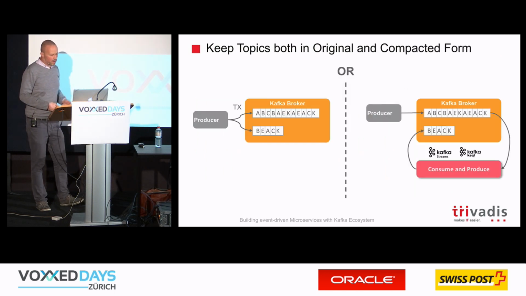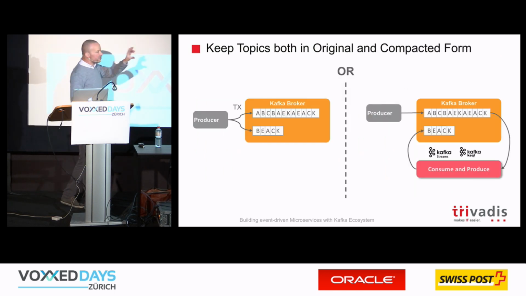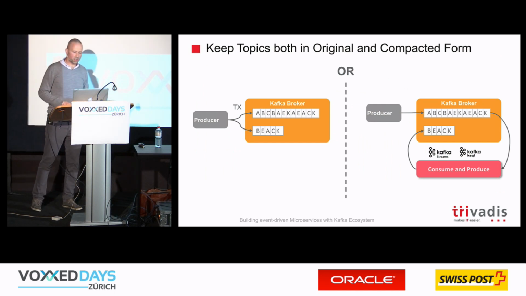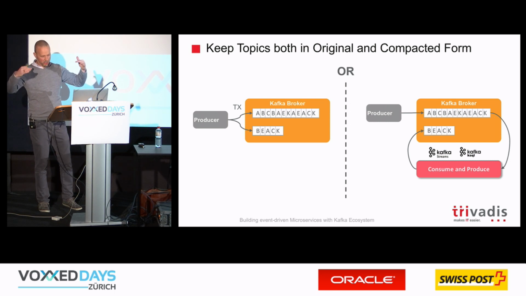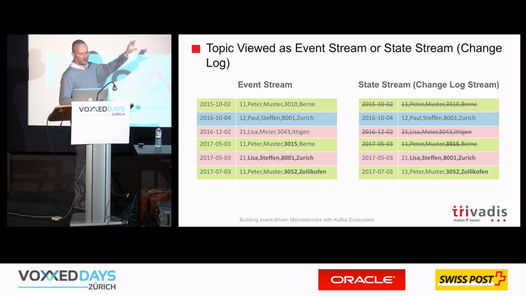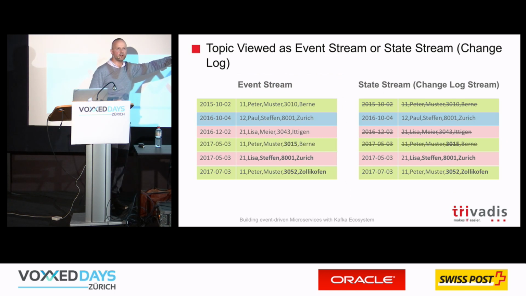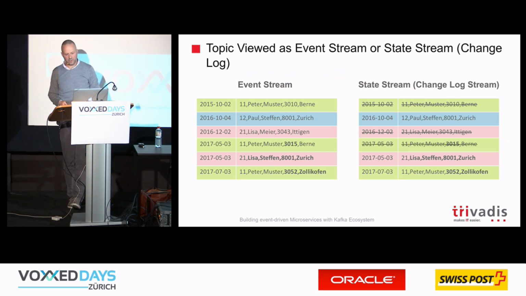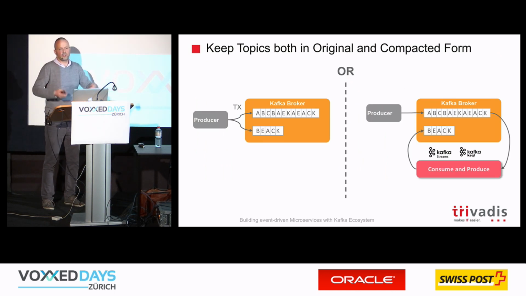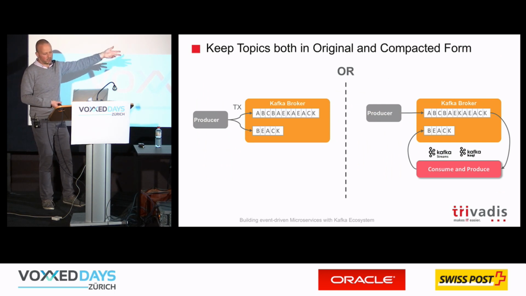And you can either do it in the left or right way. Compaction is a property on topic level, and maybe you want to have both. So maybe you want to have the event stream view, so somebody can also get a historical view of your events, and you also want to have the right side view. And now, if you need that, you have to have two topics in Kafka. One is the full view, and one is the compacted view.